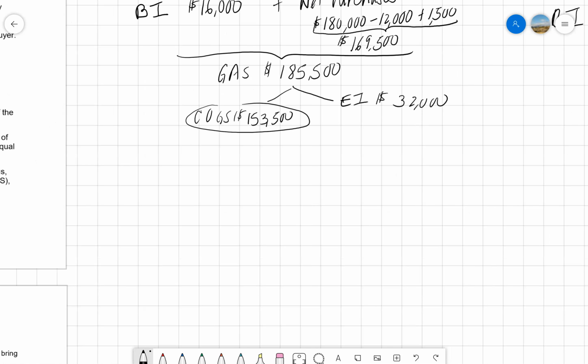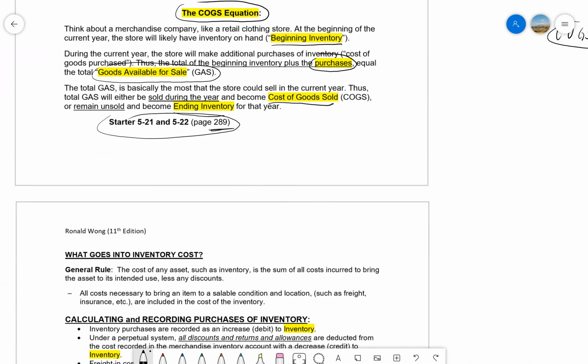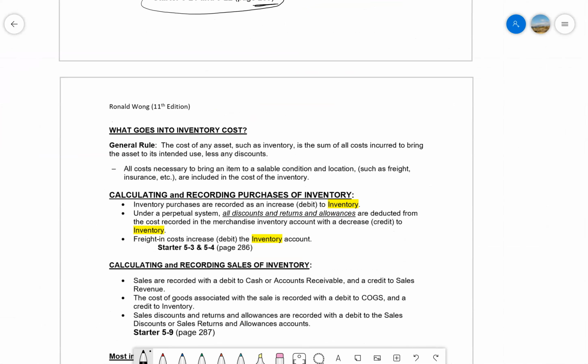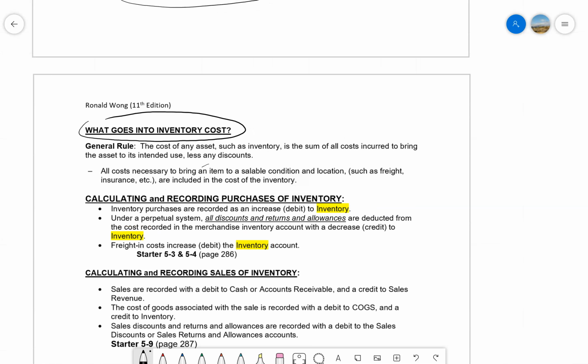Now let's go back to our handout and let's look at page 2. So on page 2 of our handout, we're going to talk about what goes into inventory costs. Now we said earlier that if a company pays for their freight, then they have to include that in their inventory costs. Now the rule is that all costs necessary to bring an item to a saleable condition and its location must be added to the cost of the inventory. So things such as freight, insurance, those would be all added to the cost of inventory.